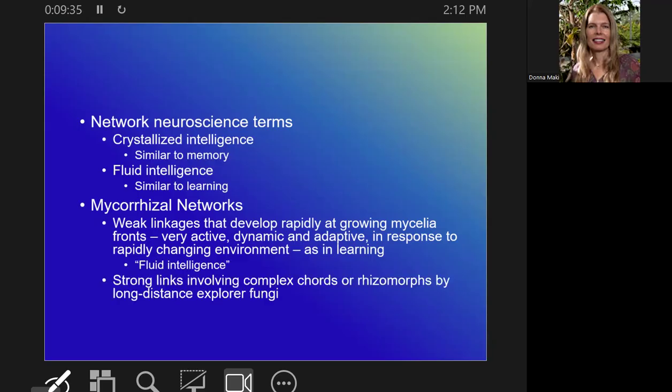And then with the rhizomorphs, the ones that have the clusters of mycelial hyphae growing together, she says those are stronger links, and they tend to be able to go very long distances in the underground in the soil system without damage, and are more akin to the idea of crystallized intelligence. So she'll make these comparisons in that chapter as well.